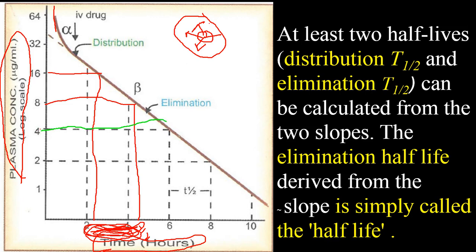Here also you can calculate 4 microgram per ml, and then again 2 microgram per ml, half. It was after 6 hours, and half was when it was 8 hours. So the difference between these is 2 hours. So here the T half life due to elimination is 2 hours, and this is T half life. And T half life, until otherwise specified, is always the elimination T half life.